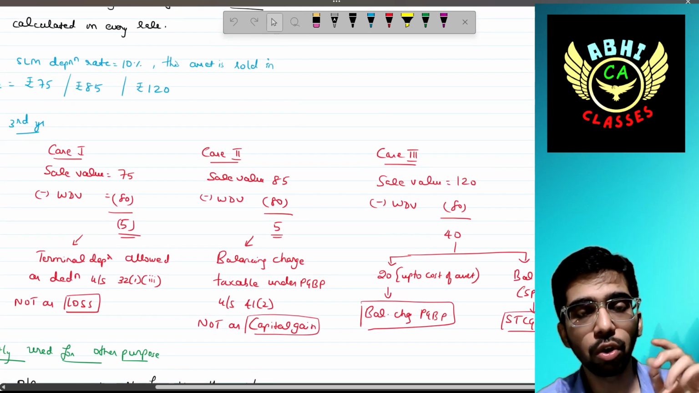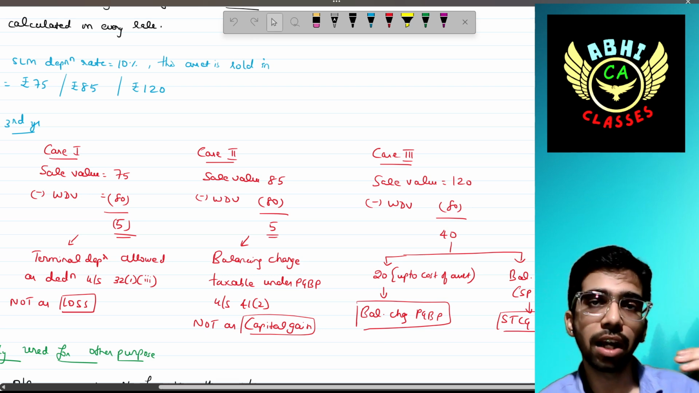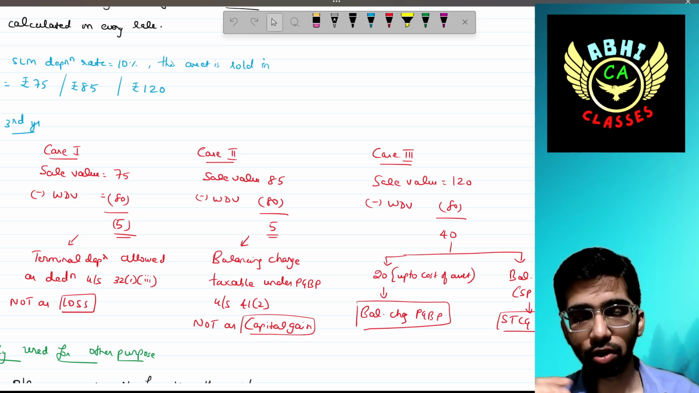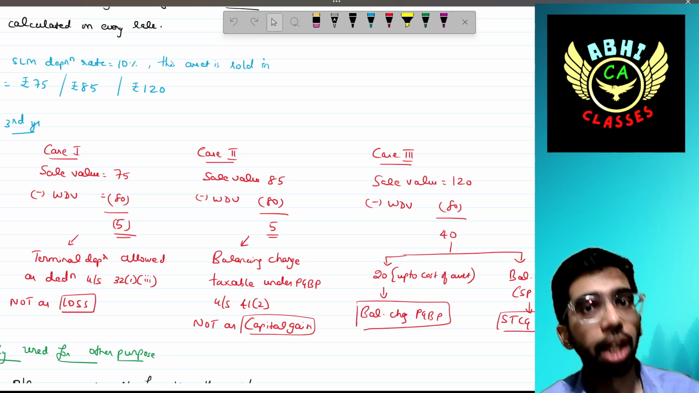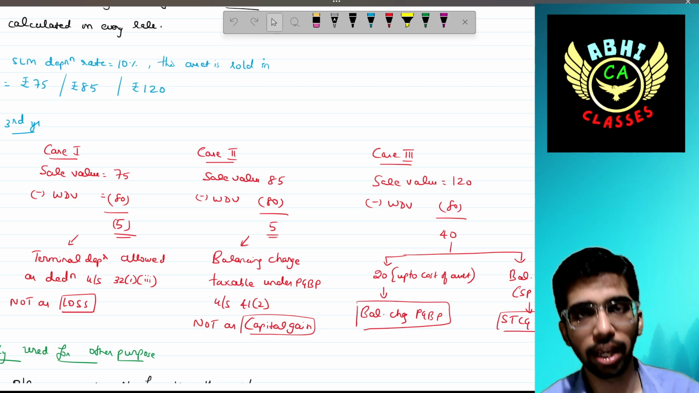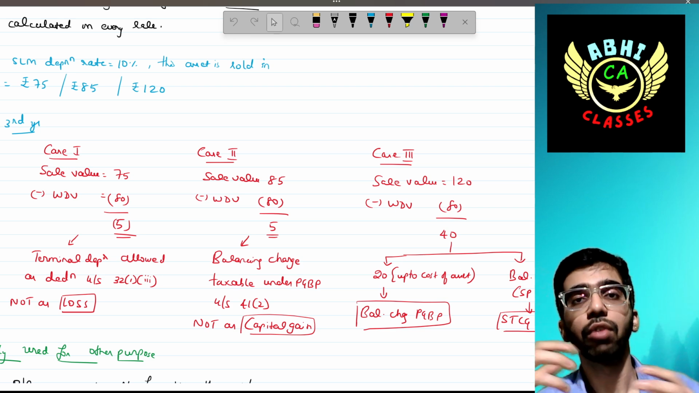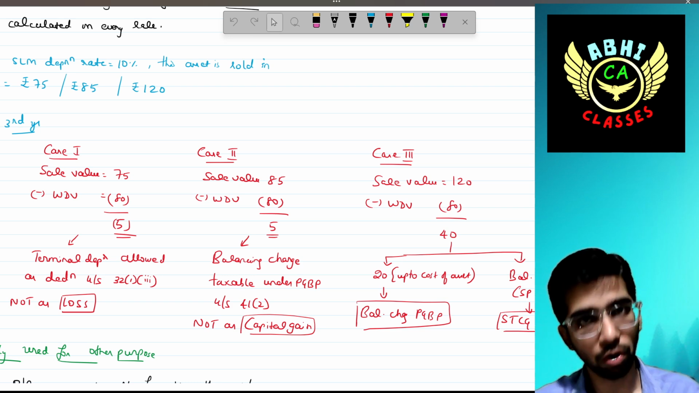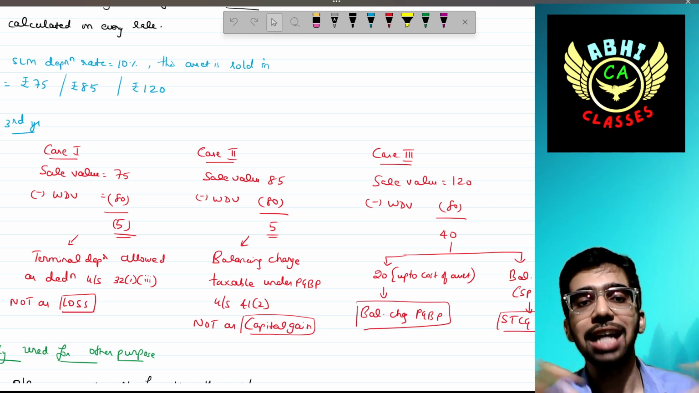Next is case number 2. The selling price is 85. The WDV as computed is 80. So there arises a gain. It seems to be a capital gain, but it is not a capital gain, especially in this case. It will be considered as balancing charge. So it will be credited to your profit and loss account. It will be treated as PGBP income, not as a capital gain.